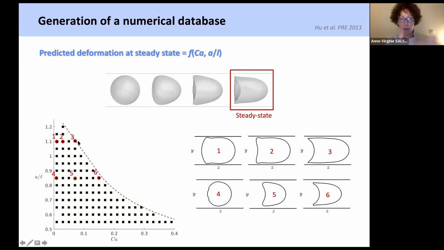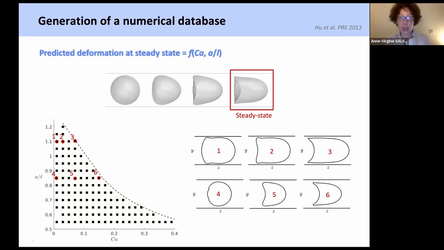And here, just to give you an example, if you keep the capsule size constant but change the capillary number, you see the effect. The higher the capillary number, the more deformed the capsule. And you change shape, there is a change in topology, because in one, for example, the capsule still had the initial curvature at the back, and then you have a parachute shape that forms when you increase the capillary number.